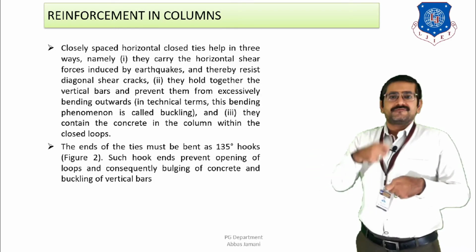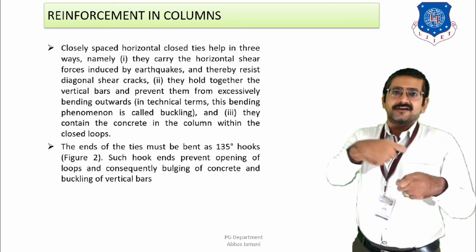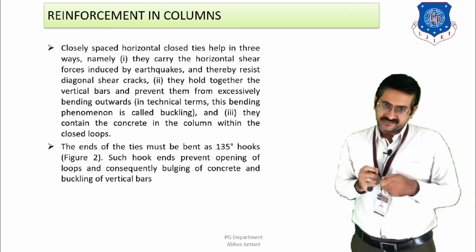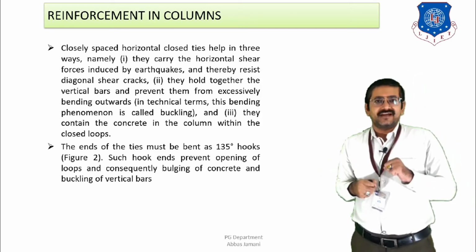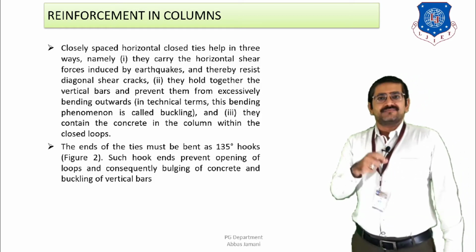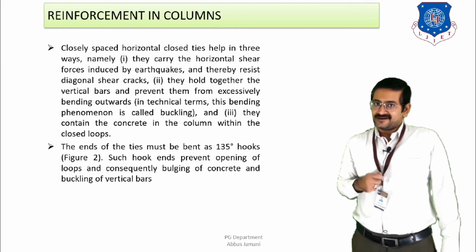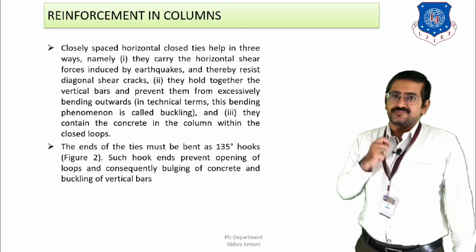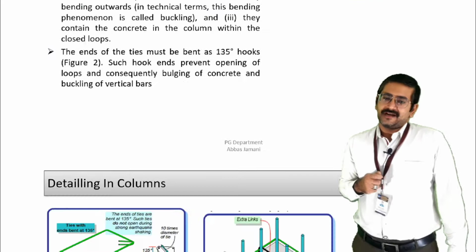So, from the good detailing point of view, it is always advised that the closed end of the stirrup should be alternately stacked. Then the other advantage is that the bulging of concrete can be avoided, and the last advantage is that the buckling of bars can also be prevented. So these are the three major advantages of providing transverse reinforcement throughout the height of the column.